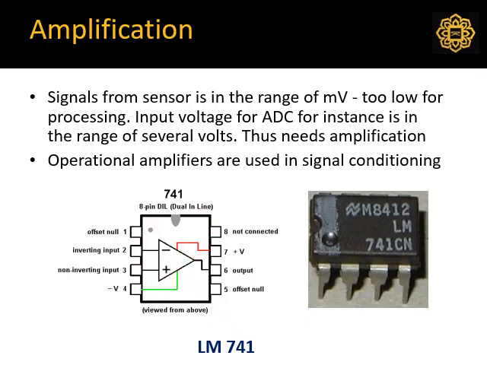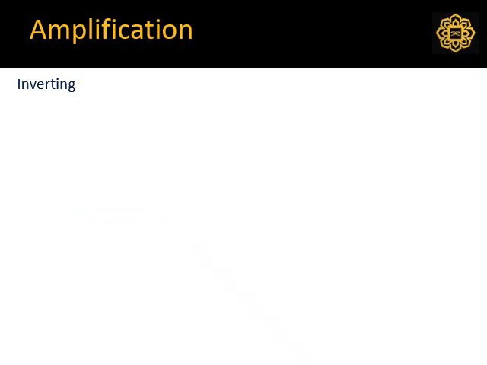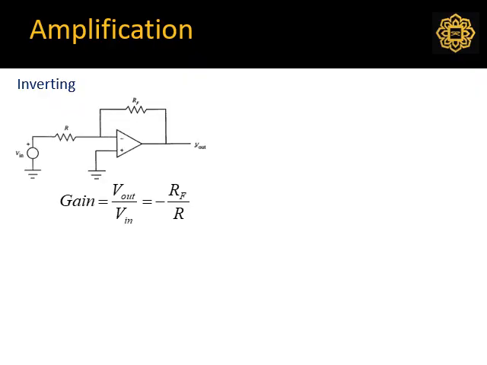Let's go through some of the conventional op-amp circuits that we will be using for various purposes. In mechatronics or industrial automation, you will be using amplifiers such as the inverting amplifier, non-inverting amplifier, differential amplifier, summer amplifier, and voltage follower. The inverting amplifier would look like this. Why is it called an inverting amplifier?